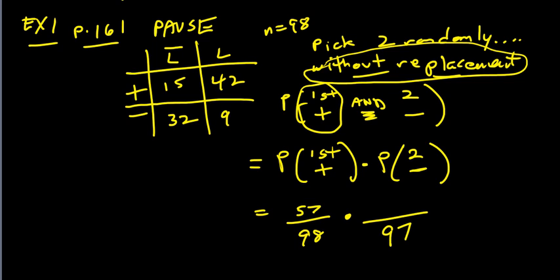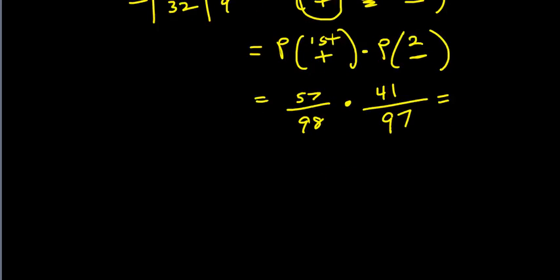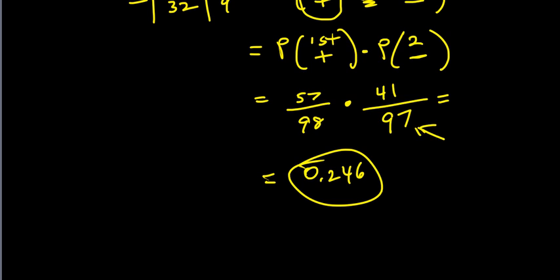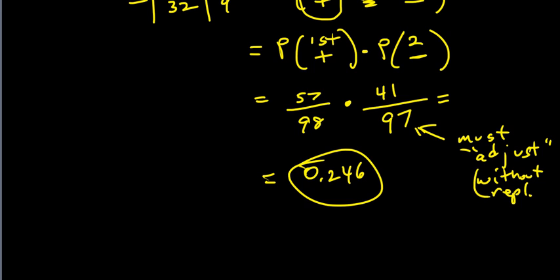So I must make an adjustment to the multiplication rule in this situation. I've got 97, one less, to choose from in the second trial, and 41 of those had a negative test result. So if I grind that out, I get 0.246, and let me make a little note here: must adjust pools and selections down the line for situations where you're making these choices without replacement.